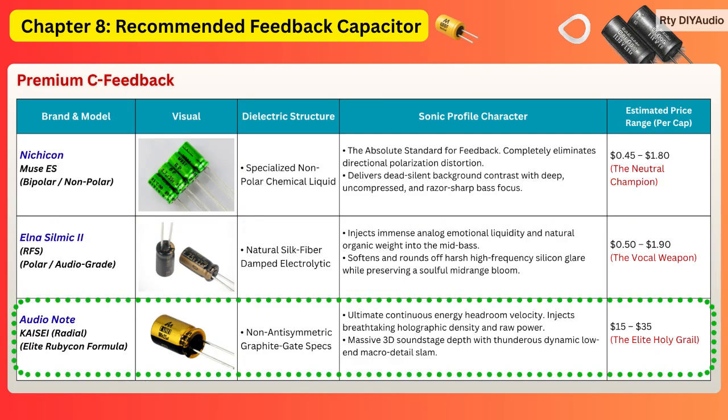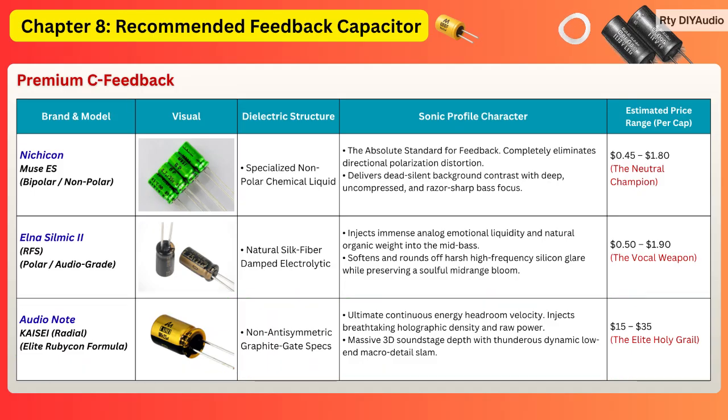Finally, the ultra-premium Audio Note Kaisei Radial, powered by the elite Rubicon formula. Implementing non-antisymmetric graphite gate specifications, this ultimate holy grail design commands an unmatched continuous energy headroom velocity, transferring breathtaking holographic density, raw power, and massive 3D soundstage depth with thunderous dynamic low-end macro detail slam.